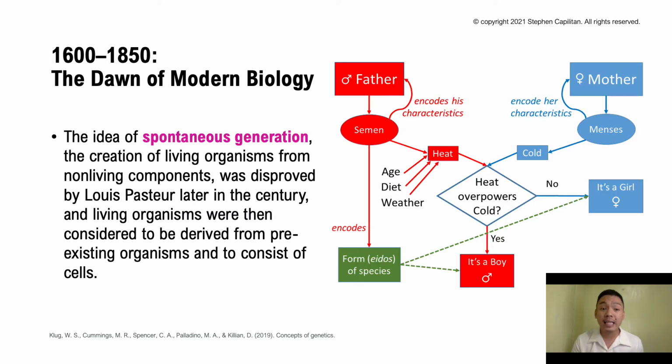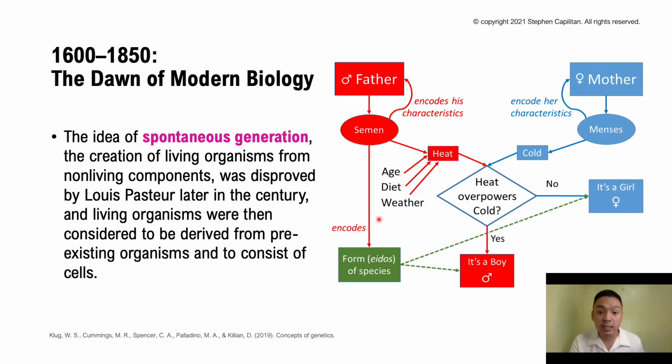Next would be the idea of spontaneous generation. And this is the belief in the creation of living organisms from non-living counterparts, which was disproved by Louis Pasteur later in the century, and living organisms were then considered to be derived from pre-existing organisms and to consist of cells. So on this diagram, Aristotle proposed that in sexual reproduction, the child inherits the form.